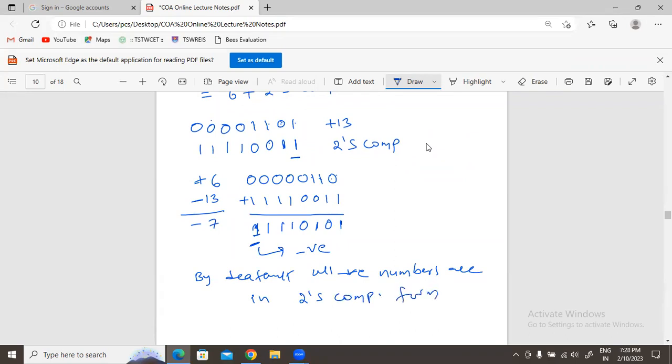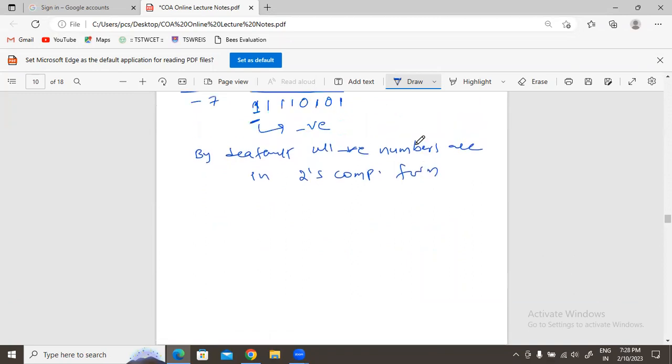Okay. Now, what is the 2's complement of this number? Up to the first occurrence of 1, it is the same. The remaining bits become complemented. 0 becomes 1, 1 becomes 0, 0 becomes 1. So, what are the remaining bits?